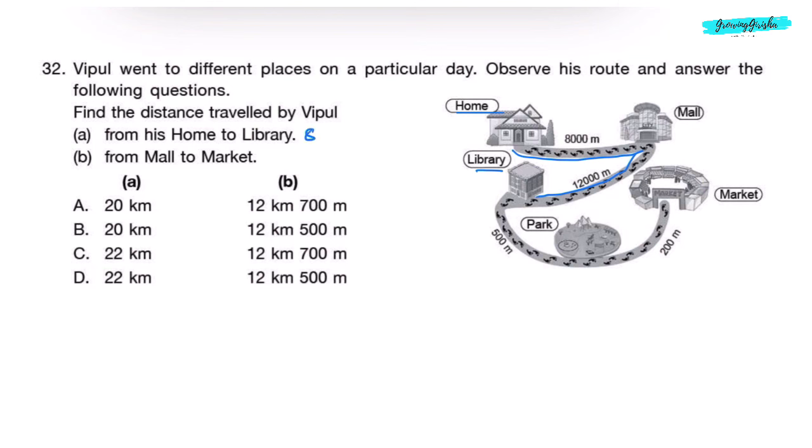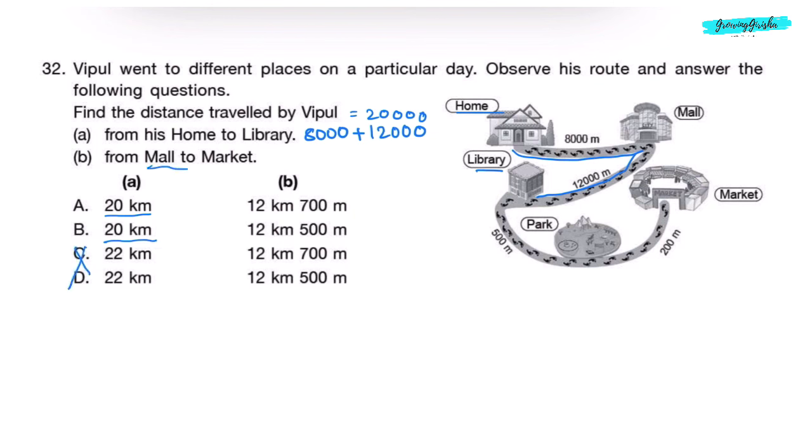It is 8,000 meters plus 12,000 meters. That is 20,000 meters. And when we convert 20,000 meters into kilometers, we get 20 kilometers. We have 20 kilometers in option A and B. C and D are not the answers.